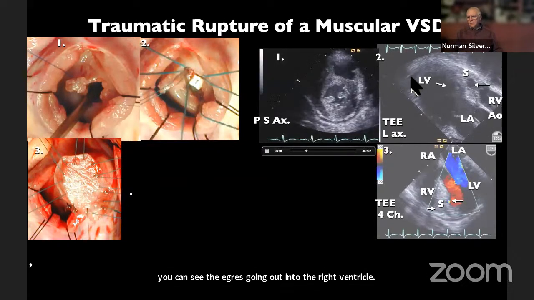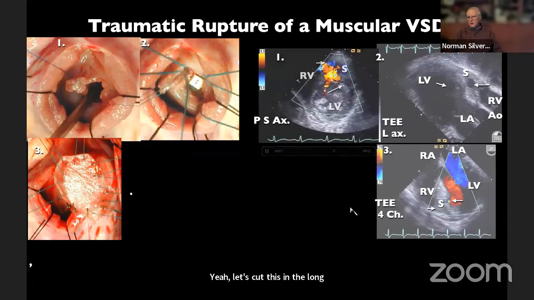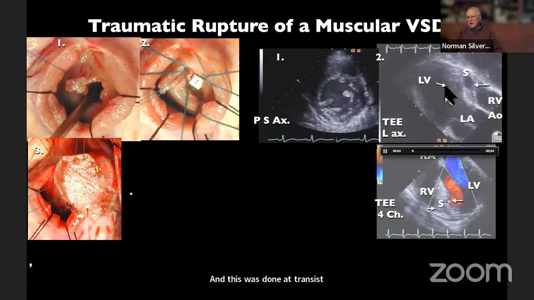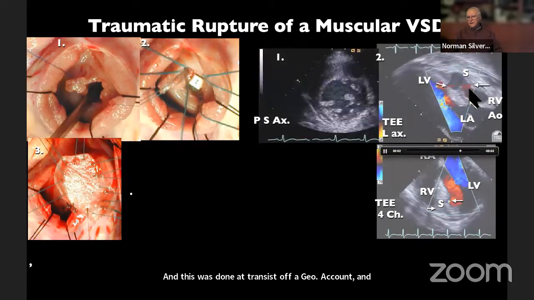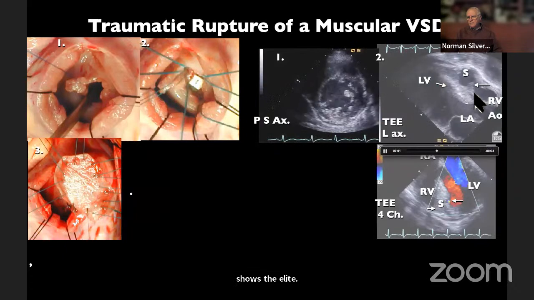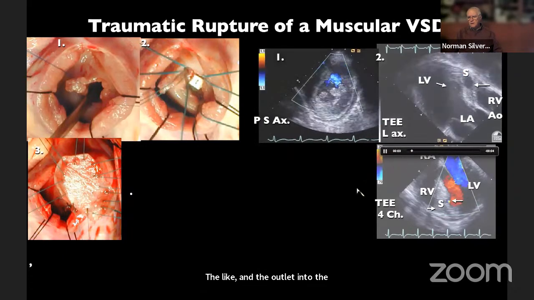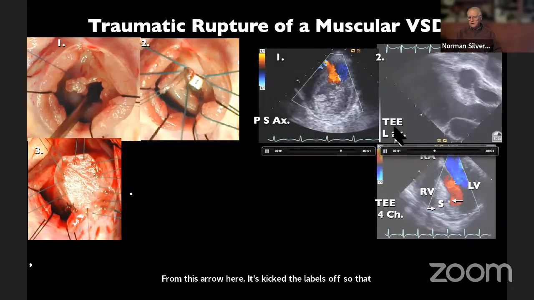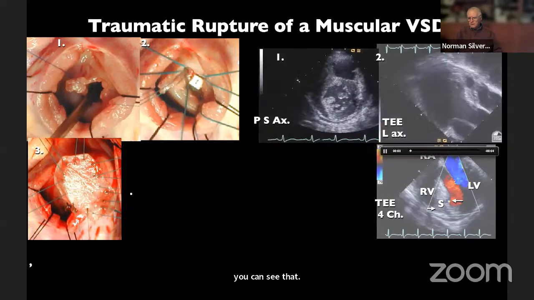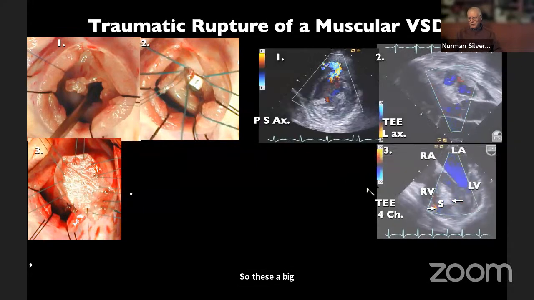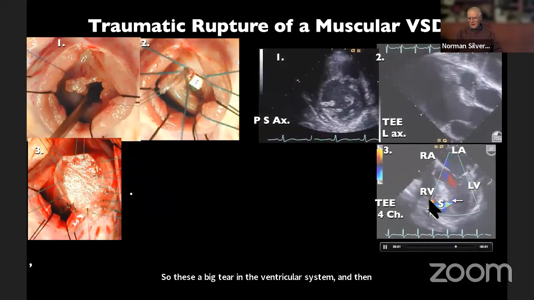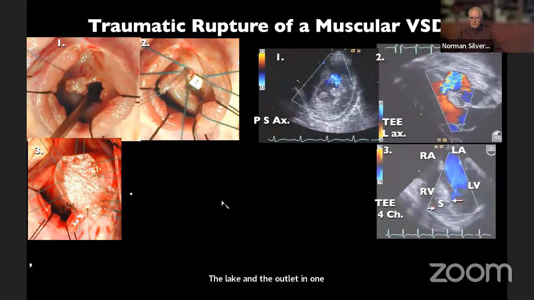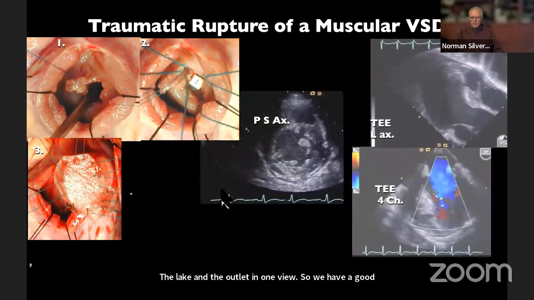Let's cut this in the long axis now and look at this one here. And this was done at transesophageal echo and shows the inlet, the lake, and the outlet into the right ventricle from this arrow here. Let's get the labels off so that you can see that. So there's a big tear in the ventricular septum. And then in the four-chamber view, we were able to get the inlet, the lake, and the outlet in one view. So we have a good idea about this defect that fortunately ended up with a success.